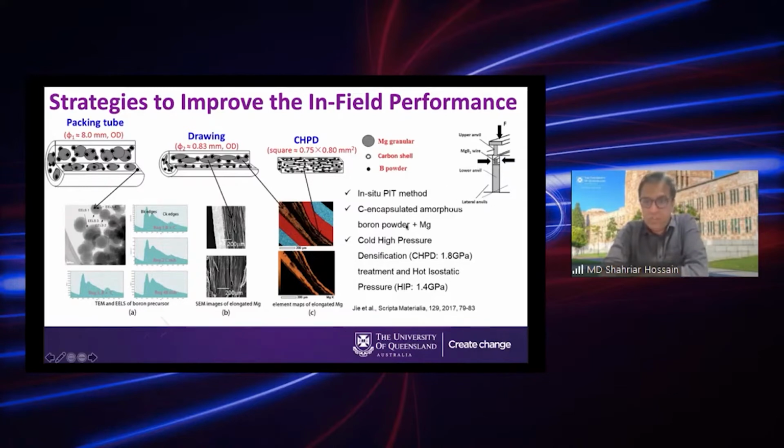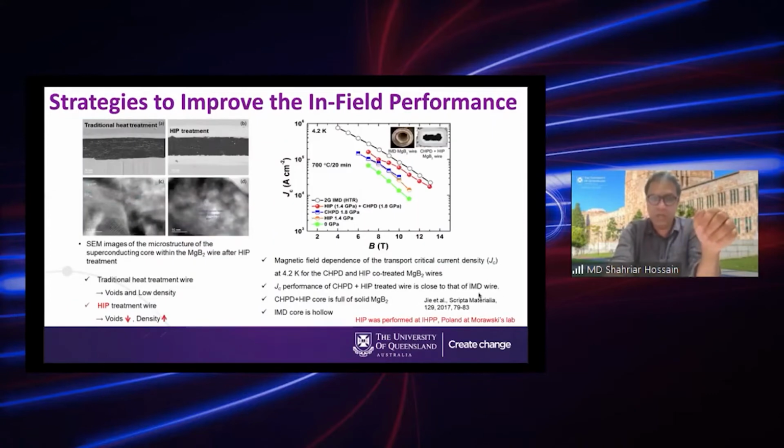So this is the in situ PIT method, and we apply the cold high pressure densification at around 1.8 GPa, and also during the reaction, we applied the HIP, which was done in Poland. So these are three combinations: carbon encapsulated amorphous boron powder, cold high pressure densification, and HIP, which gave us a very high JC.